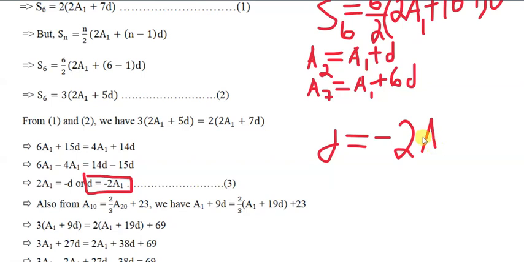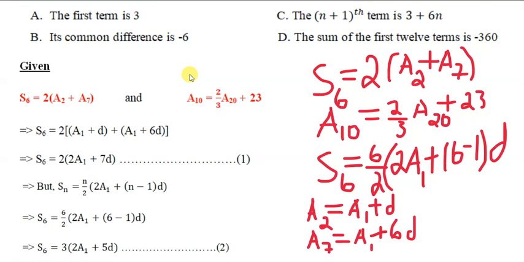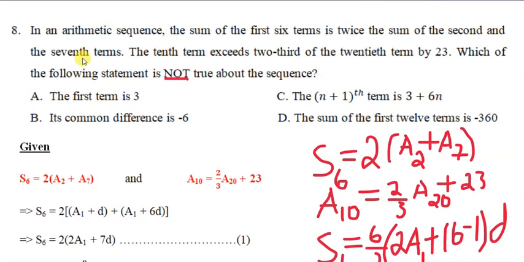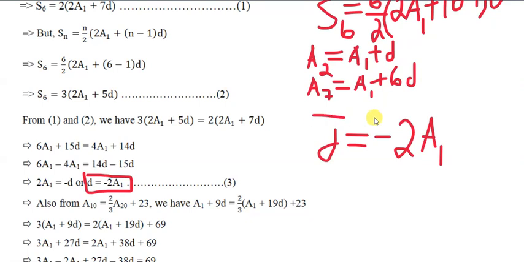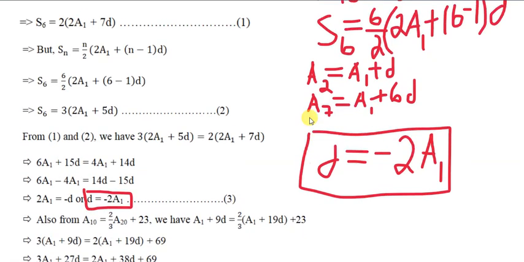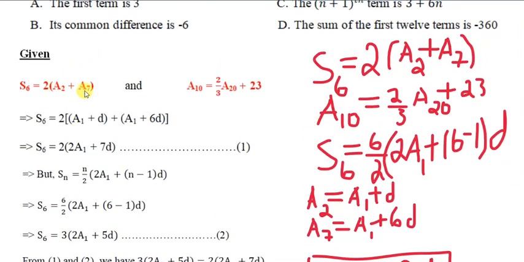The main point here is to check whether each of these multiple choices is true or false, and we get d is equal to minus 2 times a1. Also now we used this one, and therefore what is left? We use a10. a10 is equal to 2 over 3 a20 plus 23.